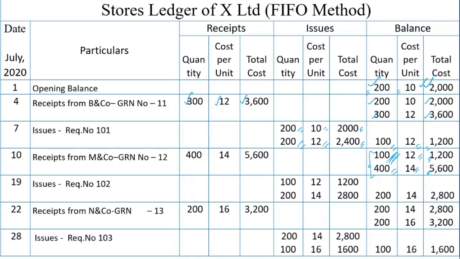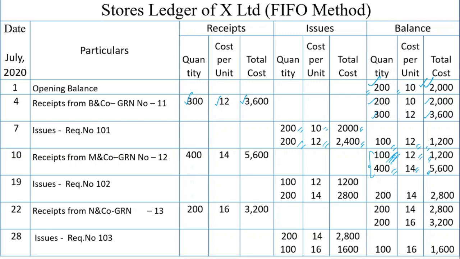And now an issue is happening, we need to issue 300 in total. Out of 300, the first material is 200 available, 200 units at 14 rupees is 2800 rupees issued, and of the remaining 200, we need to issue only 100 units at 16 rupees, 1600, and the balance on the 28th is 100 units at 16 rupees, 1600 rupees.